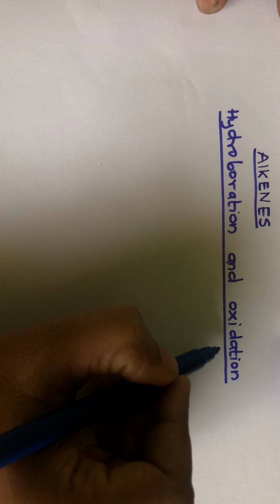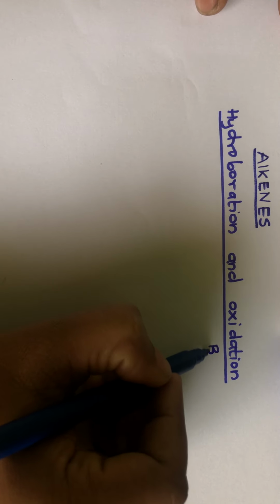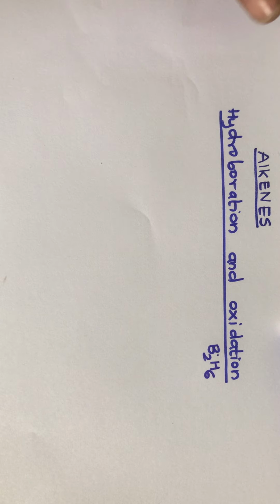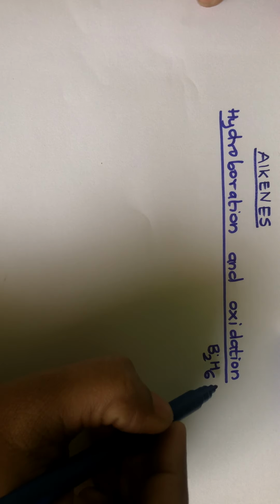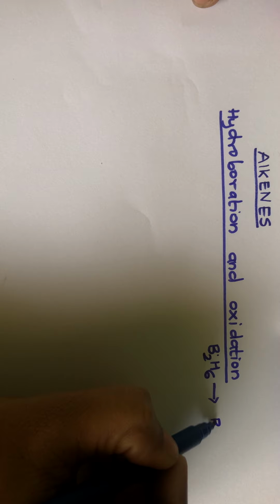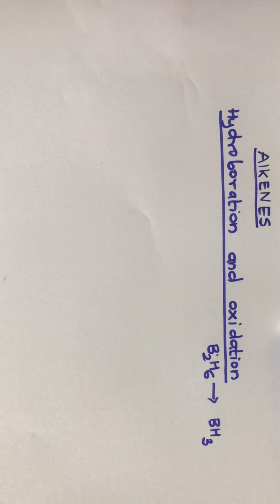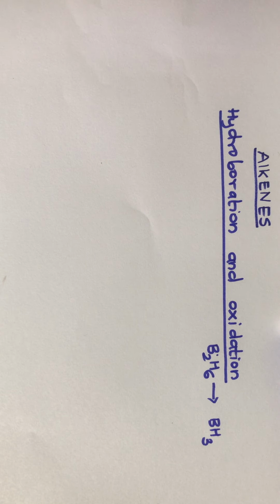What is this diborane? B2H6 is the diborane. B2H6 is a dimer of BH3. Boron contains empty orbitals, so hence it forms a dimer. It is a dimer of BH3, diborane.